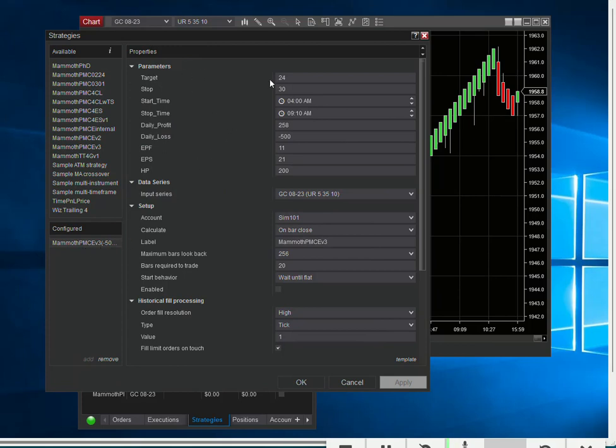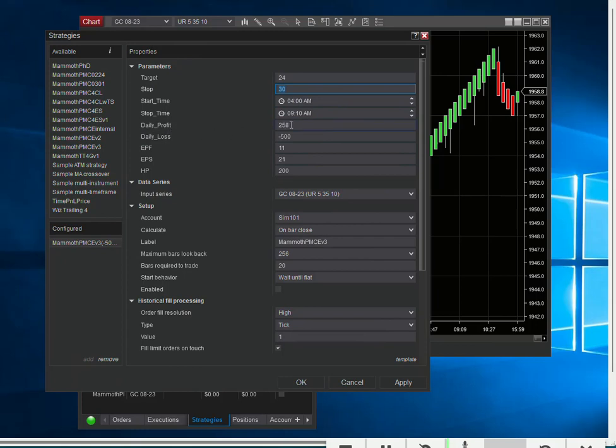The parameters are like this. So the target is 24 ticks and stop is 30. And the start trading time is 4 a.m. Central and stop is 9:10 a.m. Central. This is a trading time frame. You can make it a bit different, depends on what you wanted to achieve, but this is the optimal time frame for the last 2 months of gold.